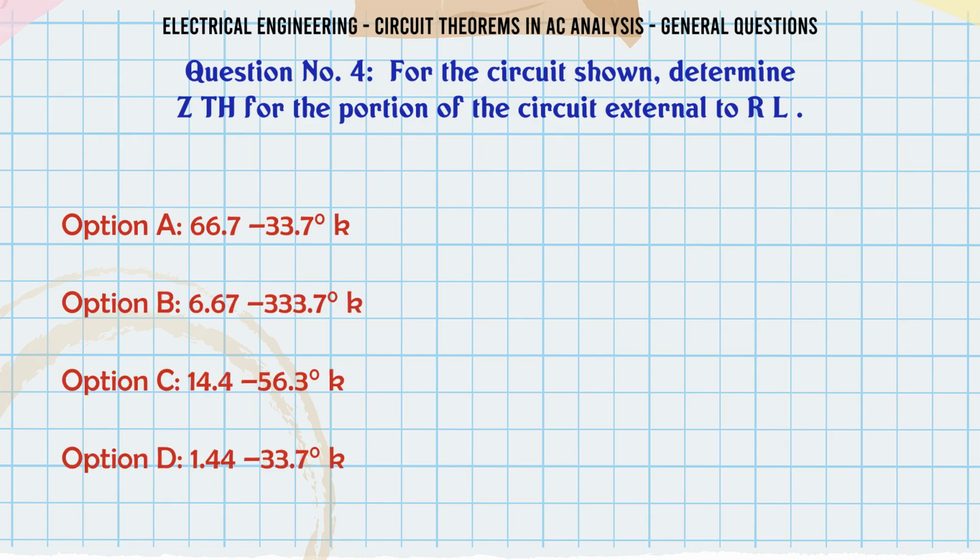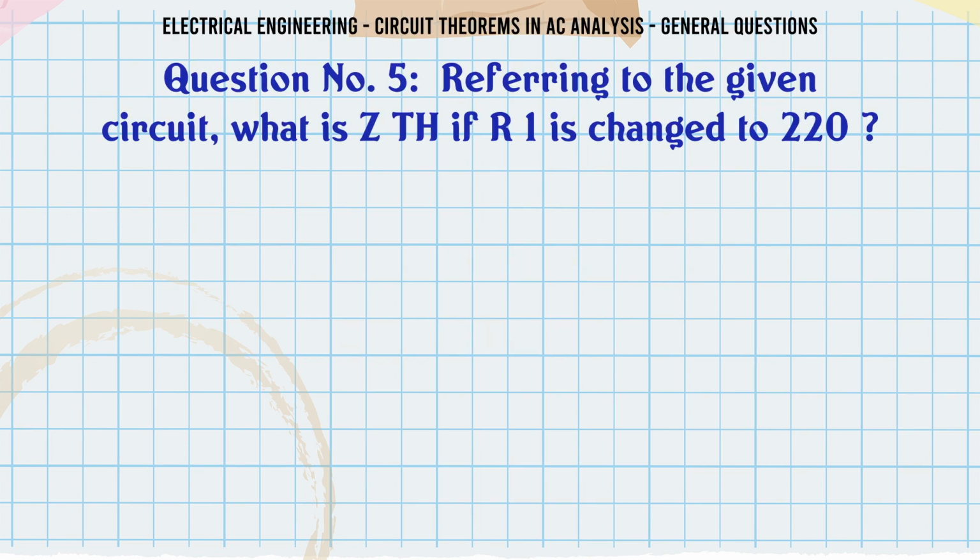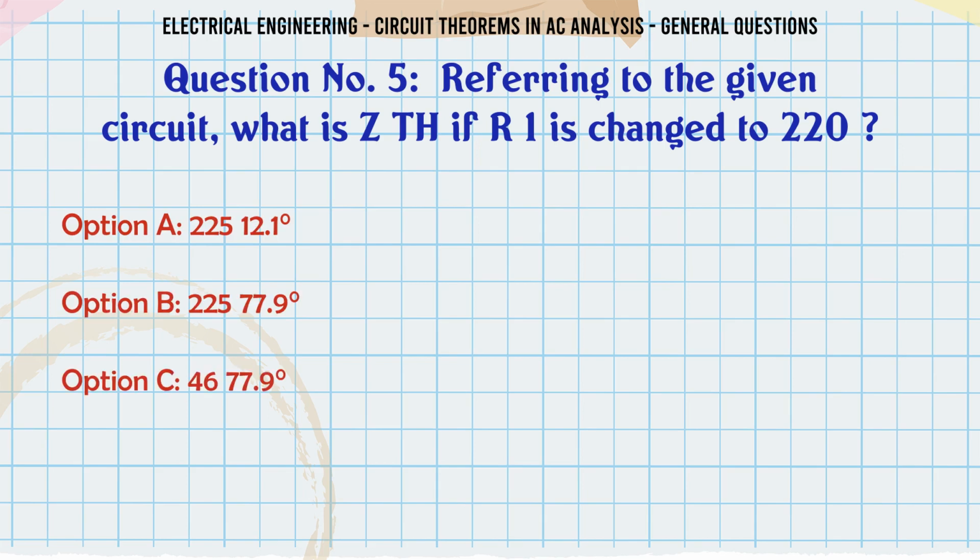For the circuit shown, determine Z at for the portion of the circuit external to RL. A: 66.7∠33.7° K. B: 6.673∠33.7° K. C: 14.4∠56.3° K. D: 1.44∠33.7° K. The correct answer is 6.673∠33.7° K.